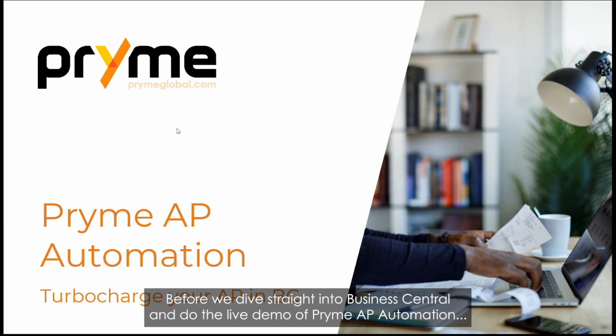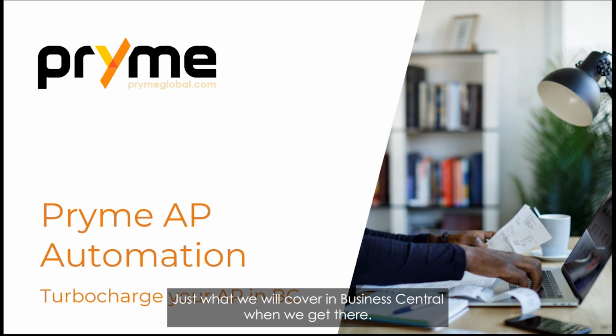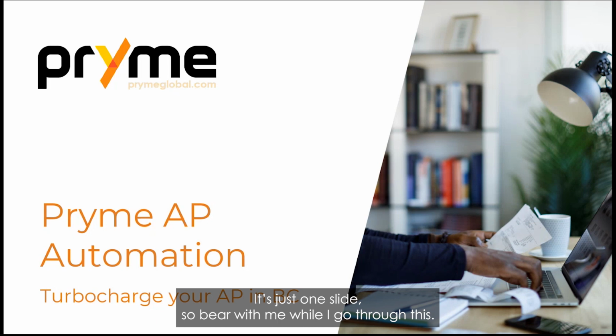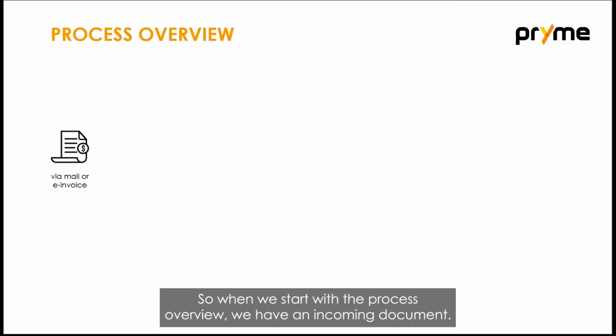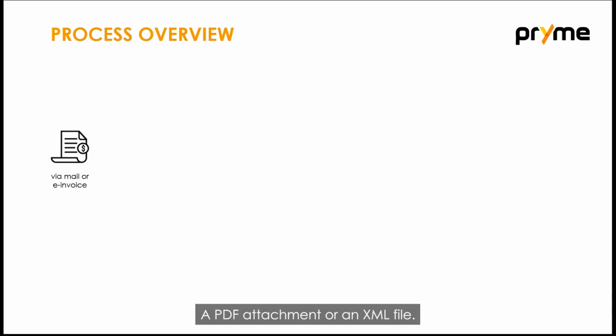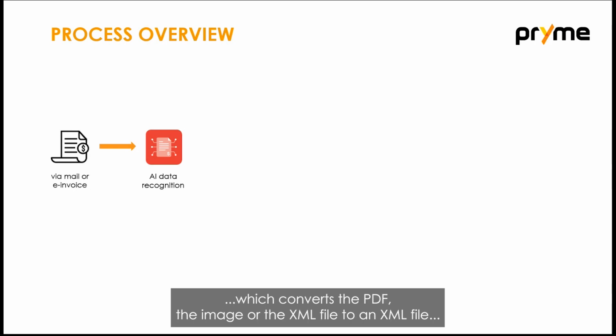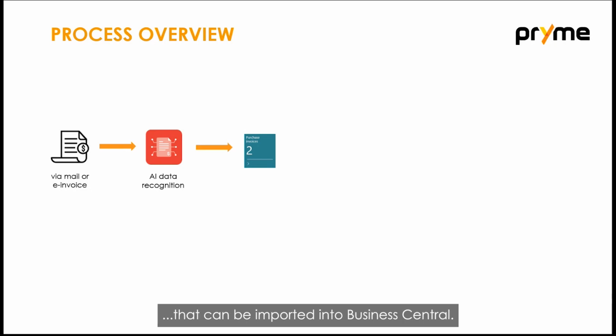Before we dive straight into Business Central and do the live demo of Pryme AP Automation, I will share with you a few process step overviews, just what we'll cover in Business Central when we get there. It's just one slide, so bear with me. We start with an incoming invoice that comes in through an email or as an electronic invoice, so a PDF attachment or an XML file. We send this through to our AI data recognition, which converts the PDF, the image, or the XML file to an XML file that can be imported into Business Central.